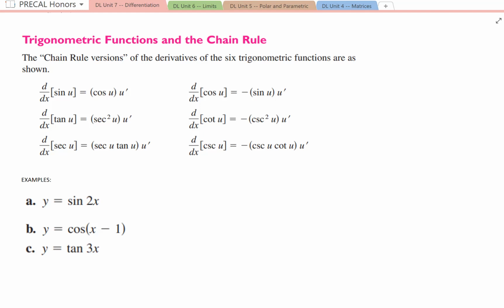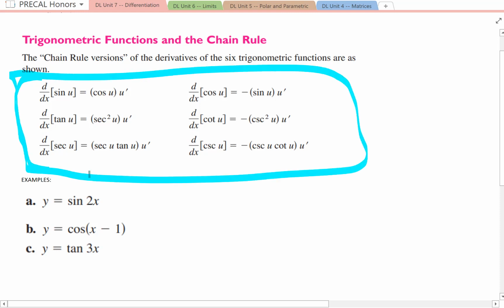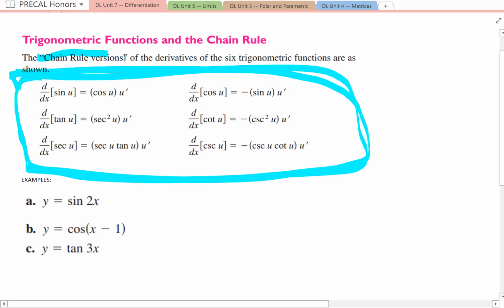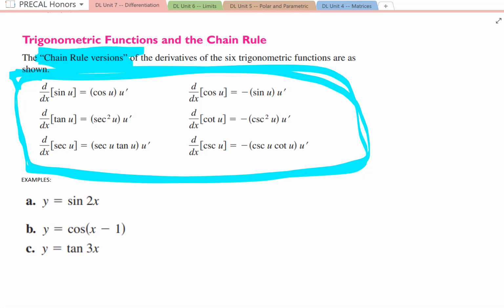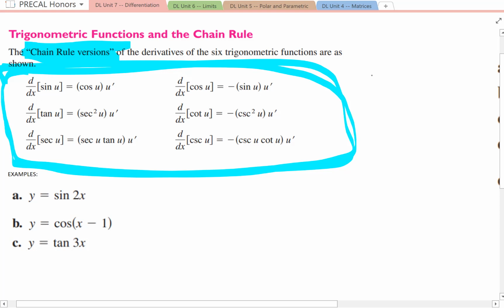The chain rule works with trig as well, but sometimes it's nice to just see it all written out in this form. So these are the quote chain rule versions of these trig functions. Remember, taking the derivative of something like sine x is easy. That's just cosine x. But once you put in something like sine of 2x or sine of x plus 2, you are required to use the chain rule.